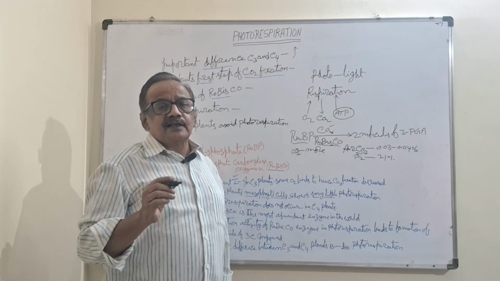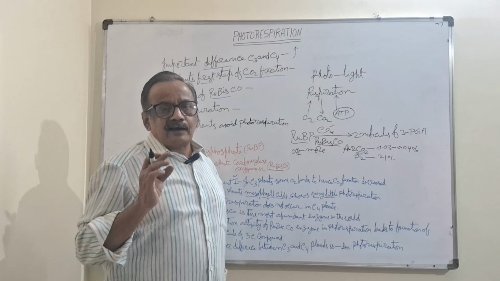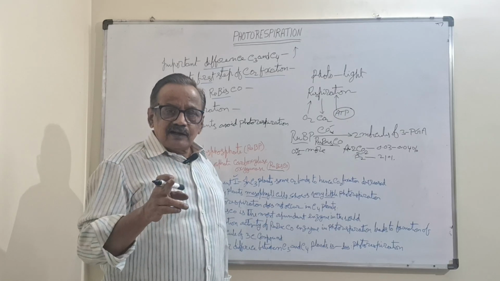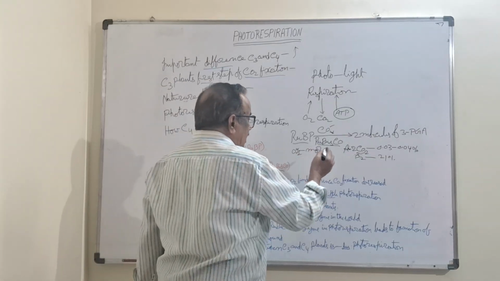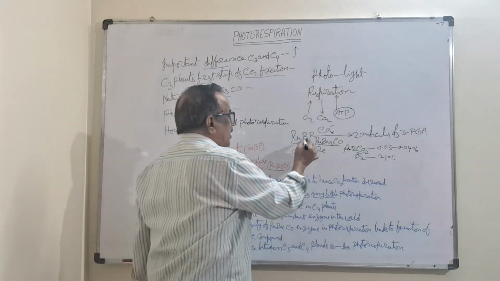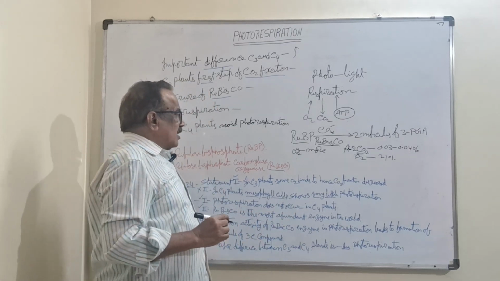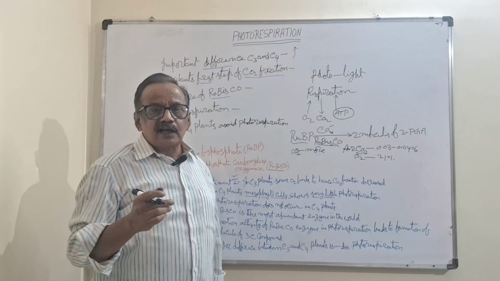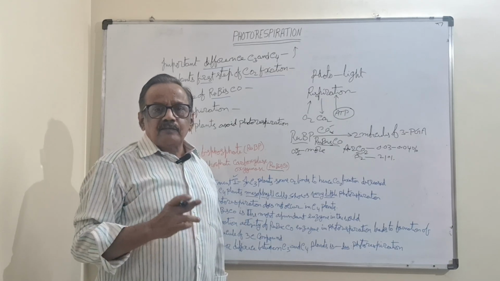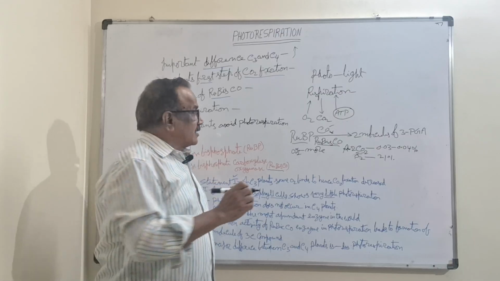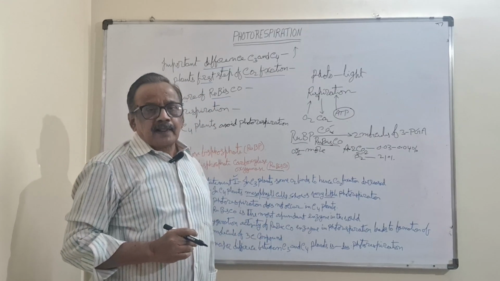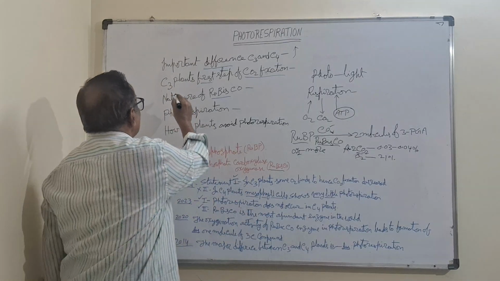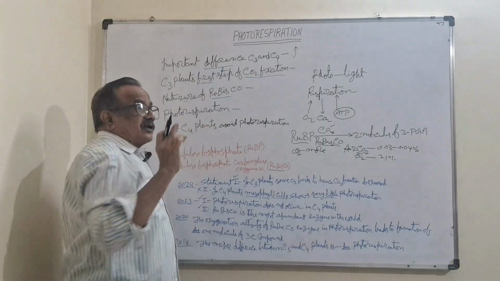When oxygen percentage is increased in the stroma, at that time some of the oxygen molecules will attach to the RuBisCO enzyme and it will fix to the RuBP, ribulose bisphosphate. So at that time, instead of the carbon dioxide, oxygen is attached to the RuBisCO enzyme and is taken by the RuBP. This process is called photorespiration.